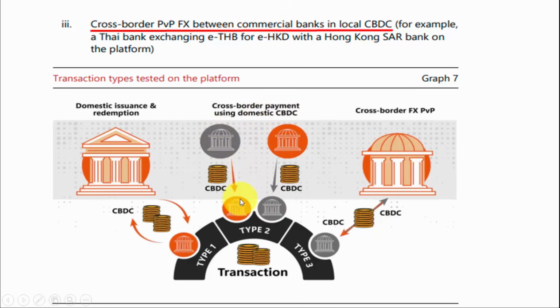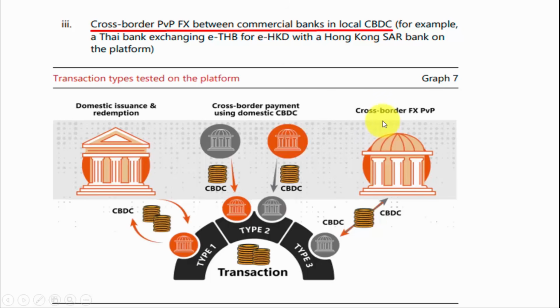And another transaction was the cross-border payments using domestic CBDCs. So it's basically just using the local CBDC to pay from one central bank to pay another central bank. So just say the Hong Kong bank is holding the CBDC that belongs to the UAE, and it's making a payment, and the Hong Kong bank is sending the CBDCs of UAE to the UAE central bank in its local currency.